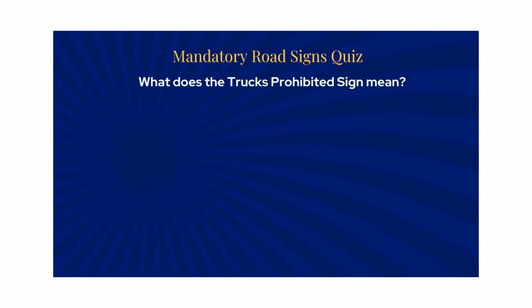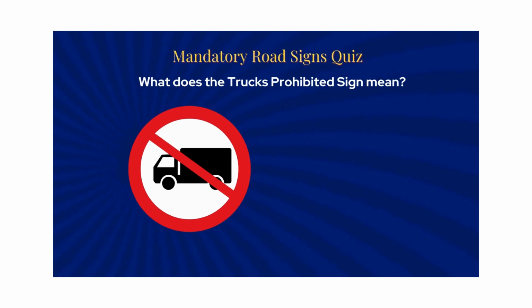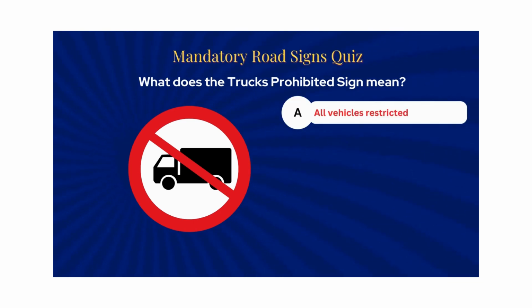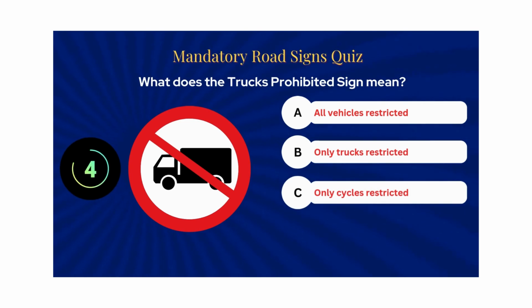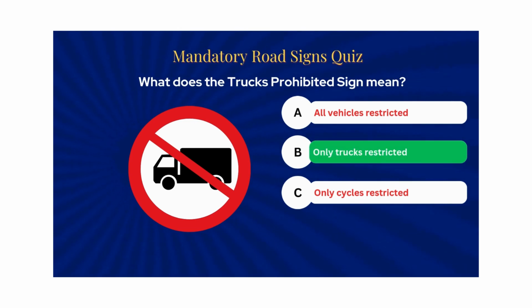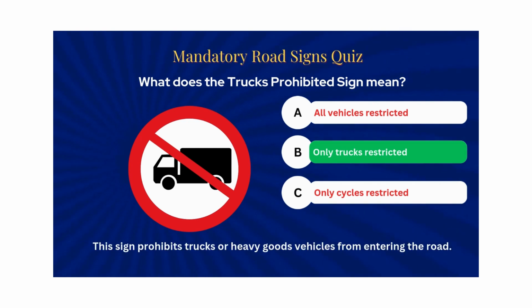What does the trucks prohibited sign mean? Options are all vehicles restricted, only trucks restricted, and only cycles restricted. Answer is only trucks restricted. This sign prohibits trucks or heavy goods vehicles from entering the road.